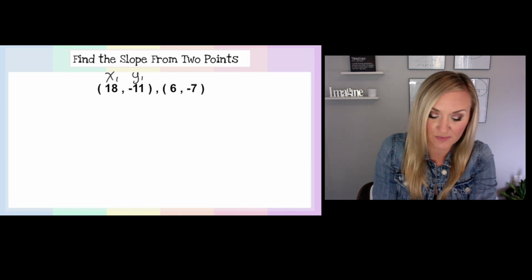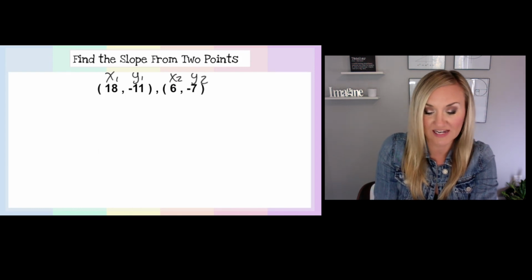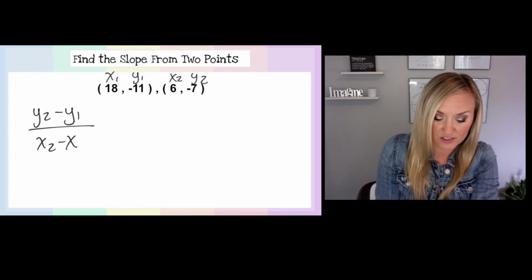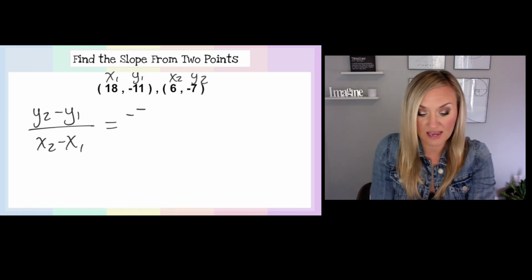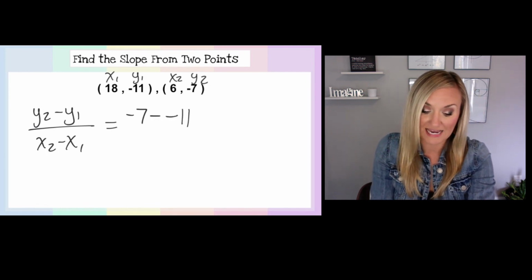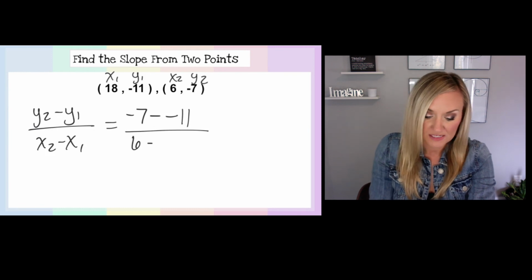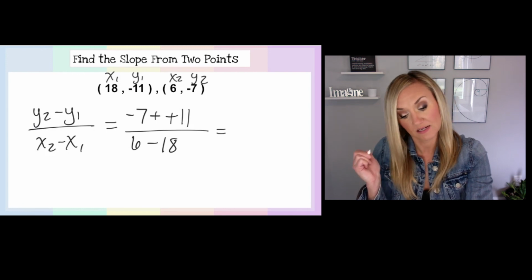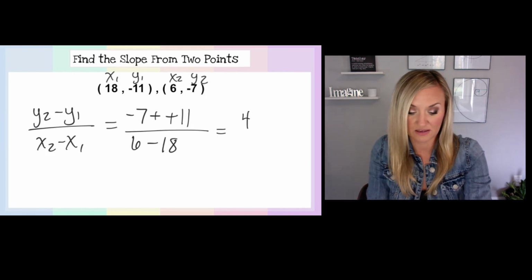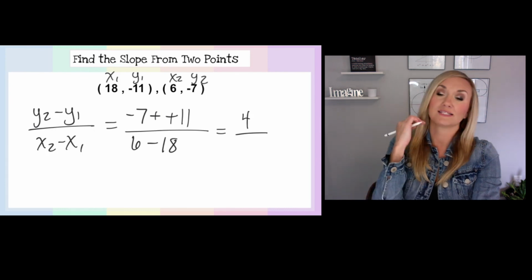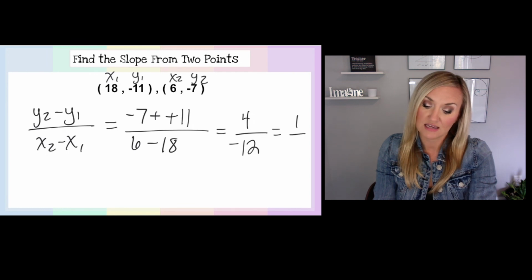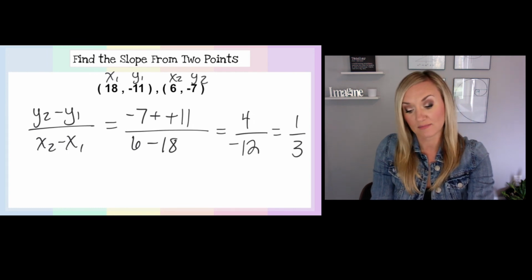Did you do x1, y1, x2, y2? Good. And our formula is y2 minus y1 over x2 minus x1. And we have a negative 7 minus a negative 11 over 6 minus 18. So we have a negative times negative is a positive, and we have negative 7 plus 11, which is 4, over 6 minus 18, that's a negative 12. And I can simplify this fraction to say that 4 goes into 12 3 times, so it is a negative 1/3 slope.